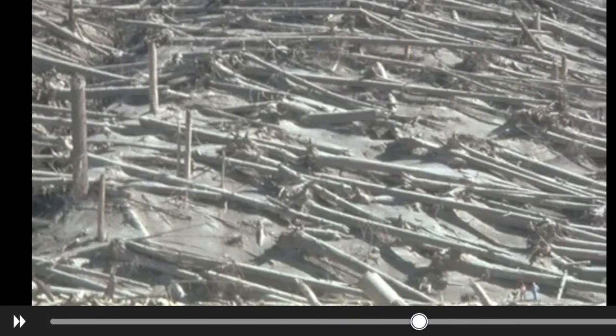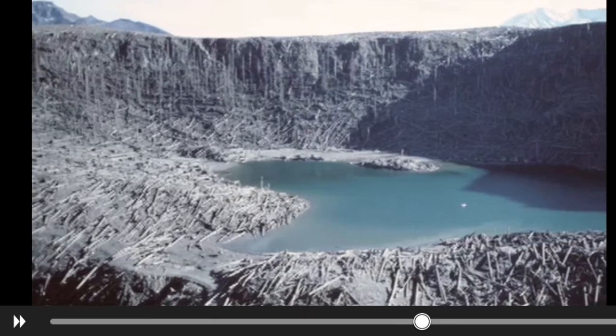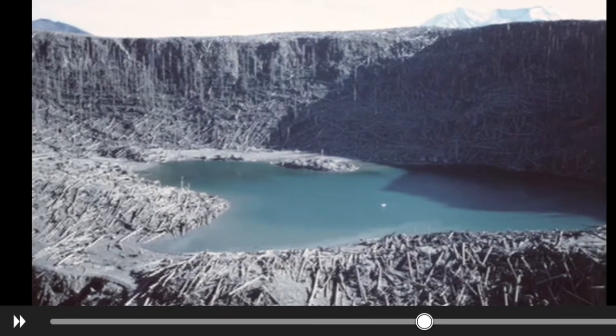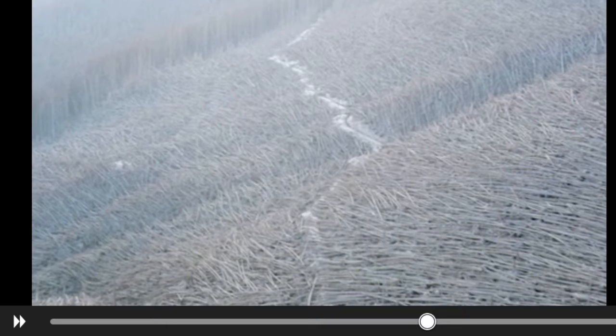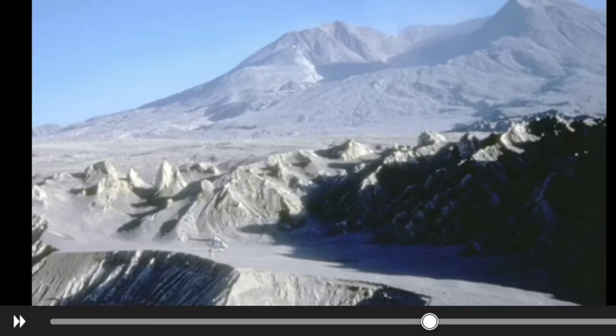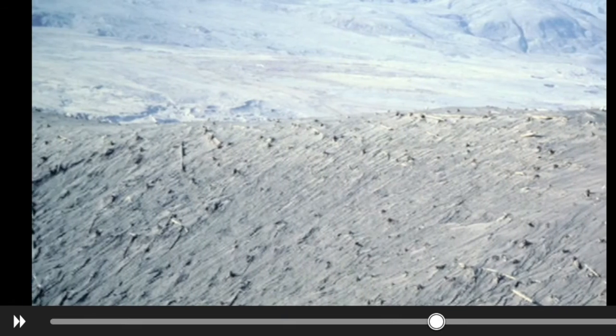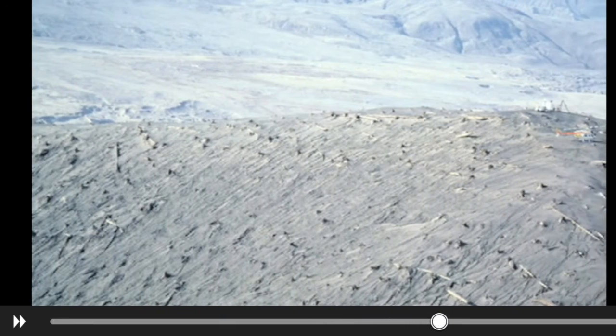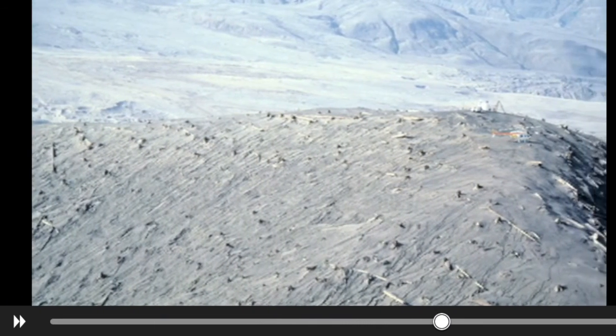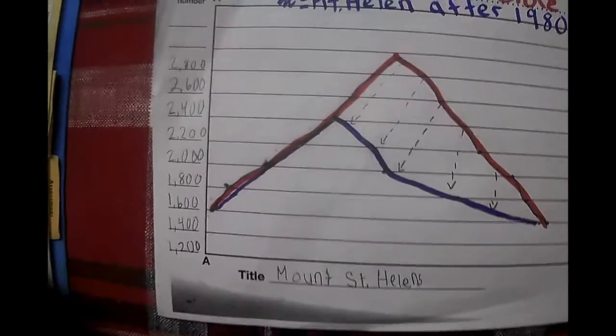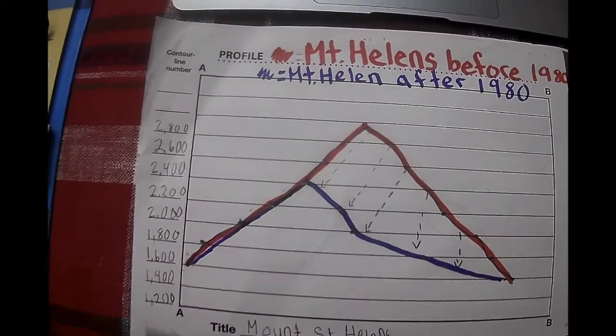The directed blast was really the most destructive event that occurred on the morning of May 18. It completely destroyed an area of 230 square miles in a matter of somewhere between 5 and 9 minutes. It essentially killed every living thing within an area of 230 square miles, and it destroyed hundreds of acres of virgin forest.